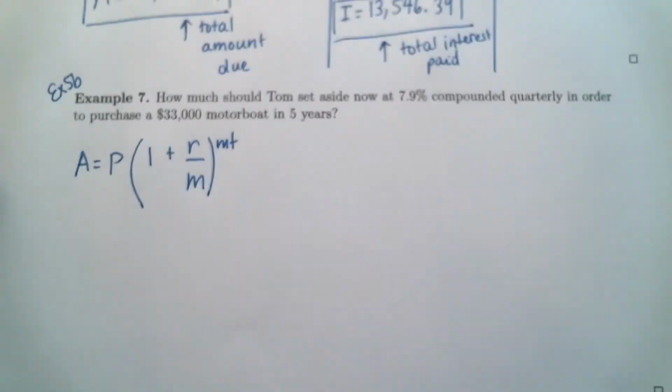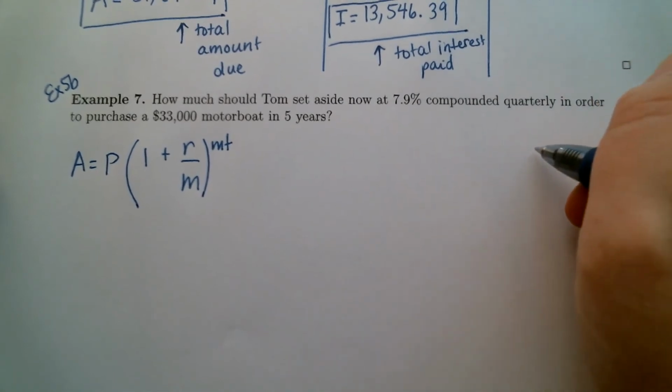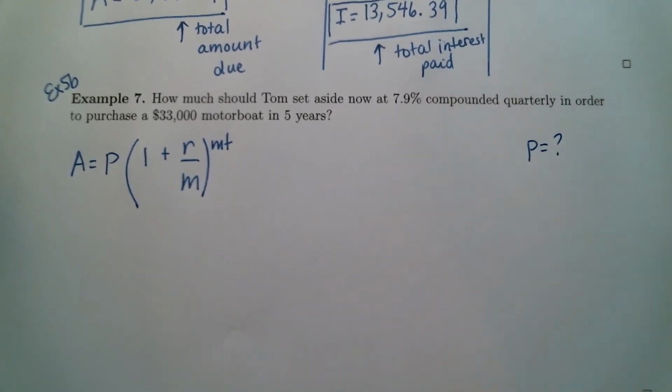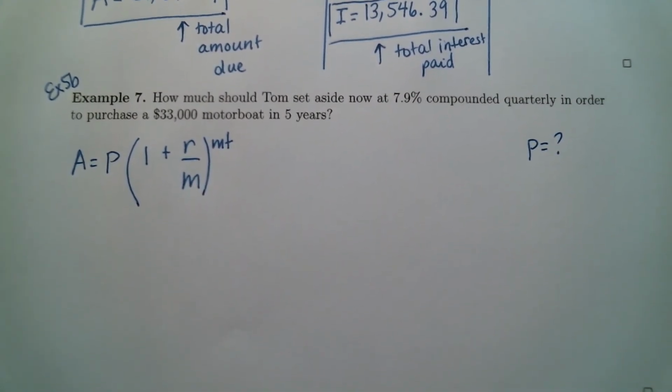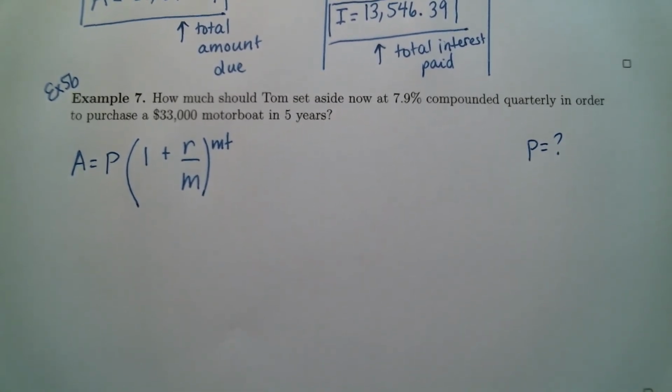And I'll come out to the right side and write down what the values of the variables are. Okay, so again, we're looking for P here. What is that one lump sum of money that he needs to set aside in order to have the money to grow to $33,000 after 5 years? So we should know the value of all the other variables.